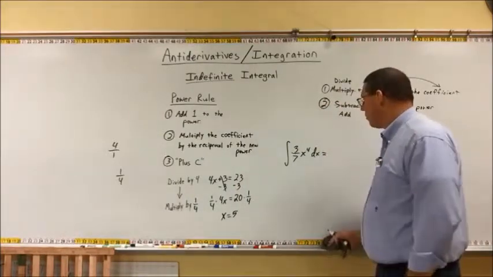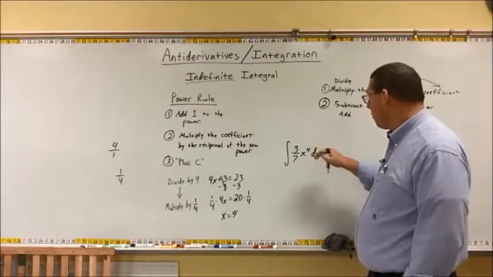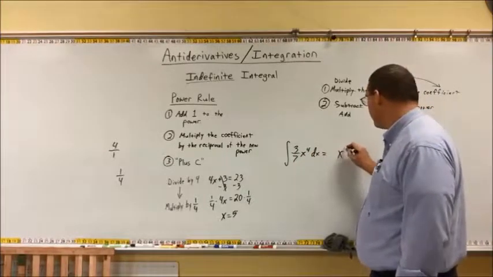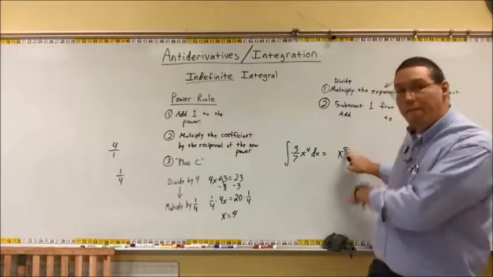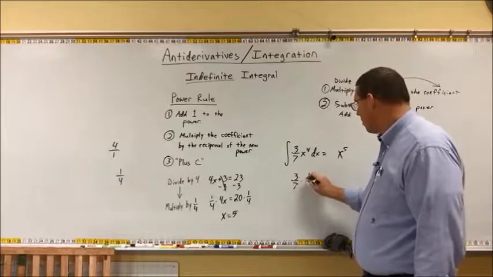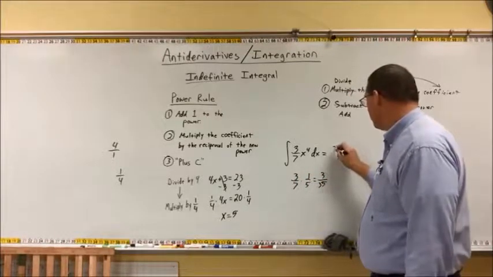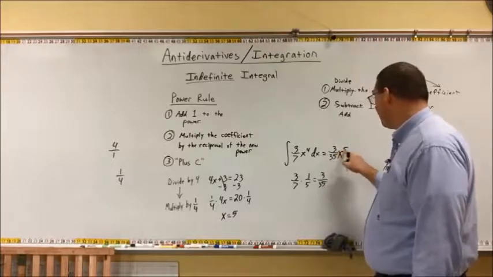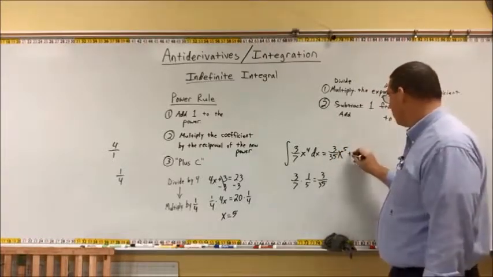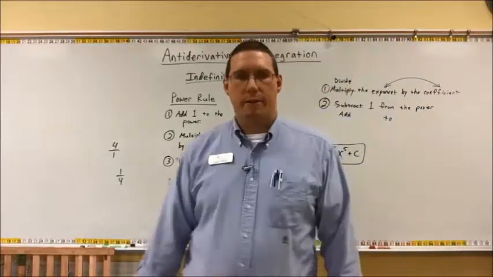And so now, if we want the antiderivative of 3/7 x to the 4th, we're going to increase our power by 1, so this becomes x to the 5th. Then we're going to take 1/5 and multiply it by 3/7, and 3/7 times 1/5 is 3/35. So we put a 3/35 in front of the x to the 5th, and then we put on a plus c. And there is our antiderivative.